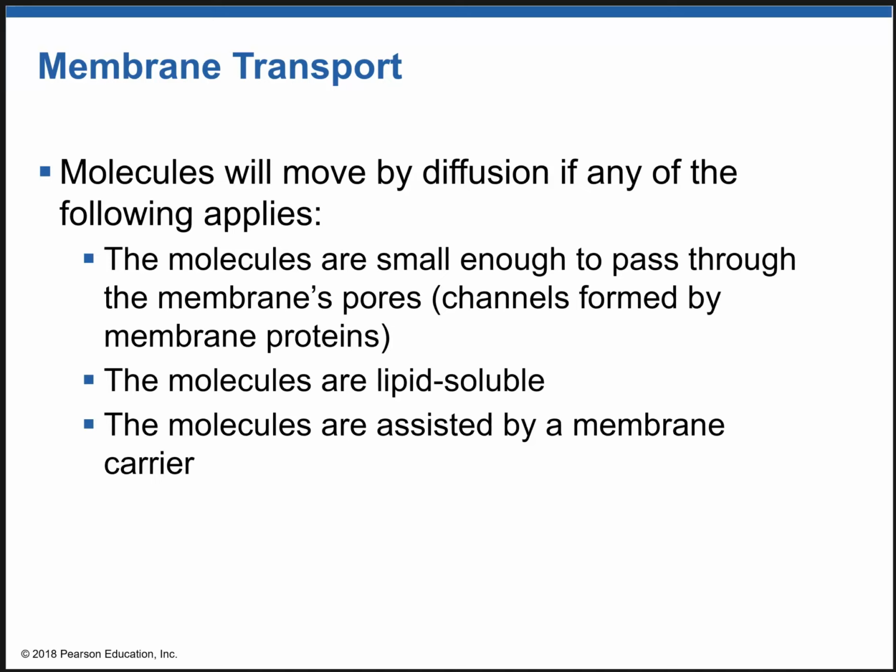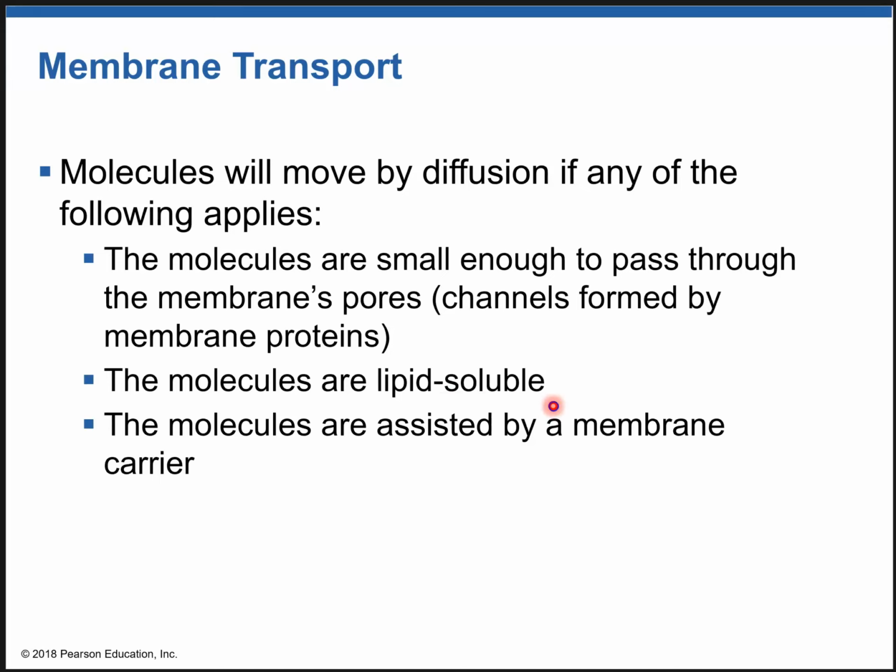Molecules will move by diffusion if any of the following applies. First, the molecules are small enough to pass through the membrane. Keep in mind the bilipid layer, which is made of phospholipids. They are selectively permeable, so they do not allow molecules to just pass through very easily. If the molecule is small enough, for example oxygen or carbon dioxide, it can simply pass through the plasma membrane. If not, they need specific channels formed by membrane proteins. For example, water molecules can pass through aquaporins, which are membrane proteins for specifically carrying water in and out of the cell.